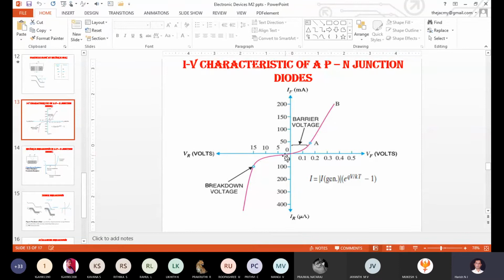Hence, I have taken the graph like this. Correct? So this current we call a reverse current.